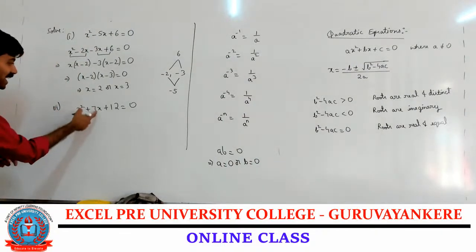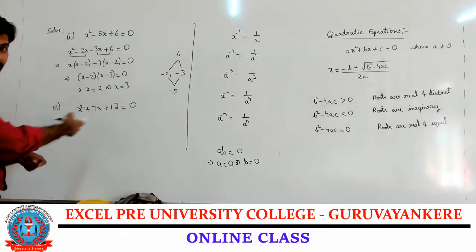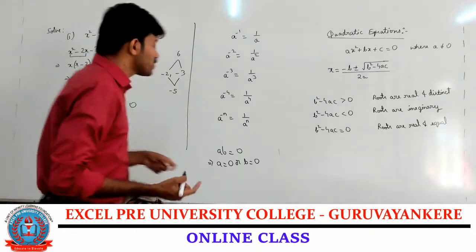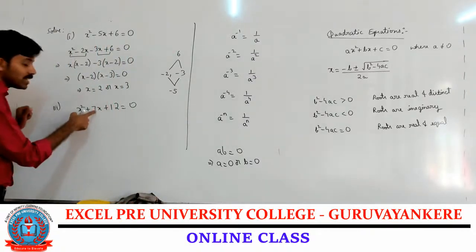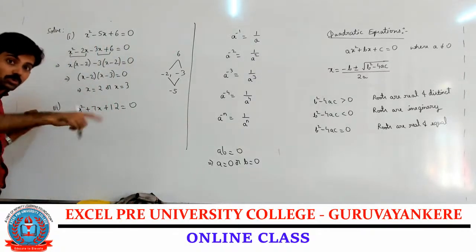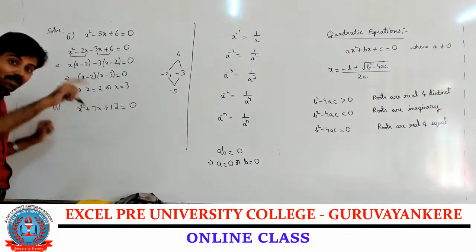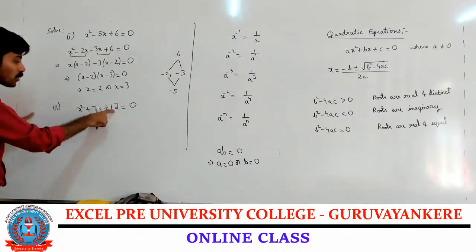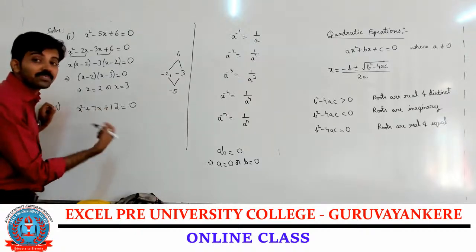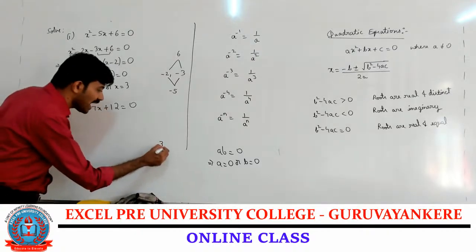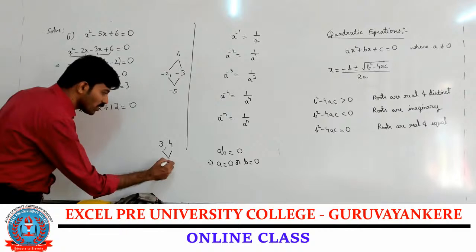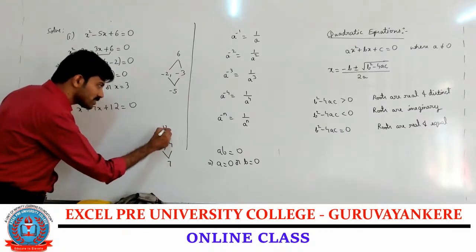X squared plus 7x plus 12 equal to 0. Find the roots of this, correct? How to find the roots of this? Split the middle term such that adding those two numbers we must get 7. Multiplying those two numbers we must get 12. 12 into 1 is 12, correct? Which numbers will satisfy those two conditions? 3 and 4, correct? 3 plus 4 is 7. 3 into 4 is 12.